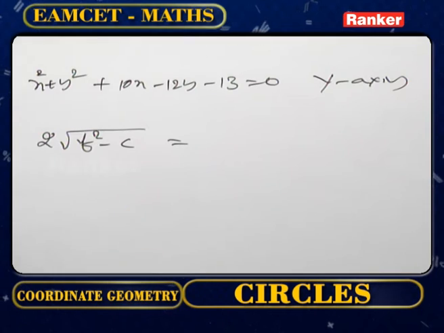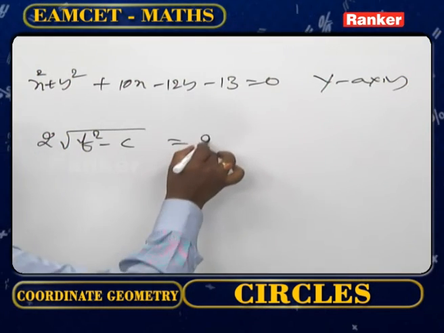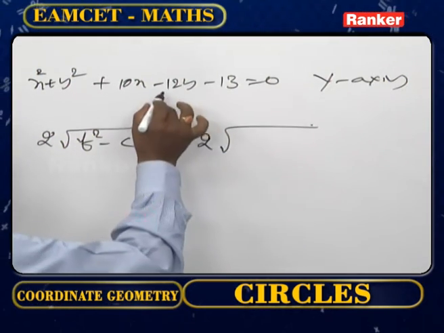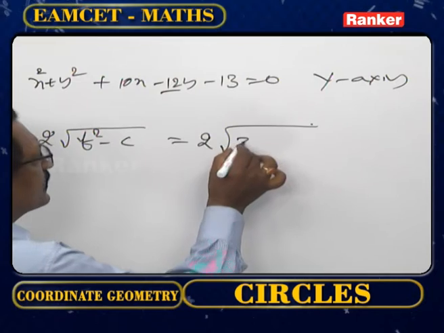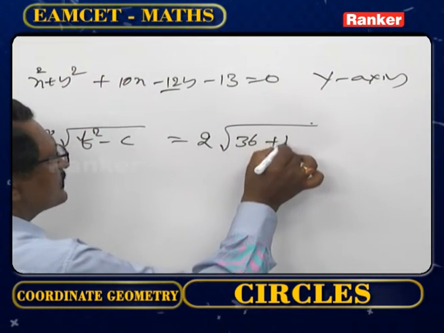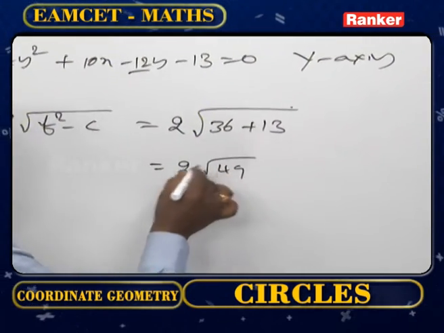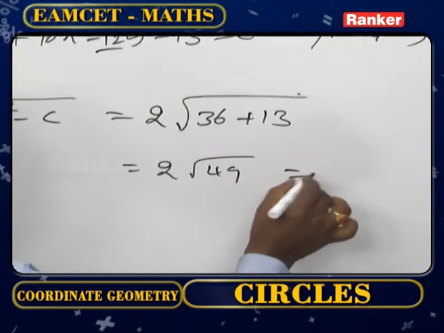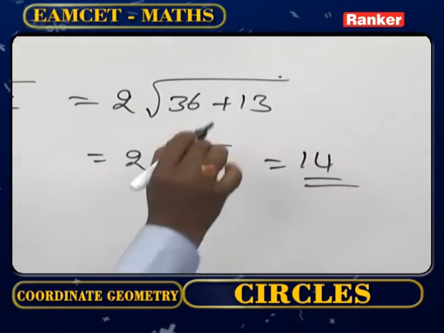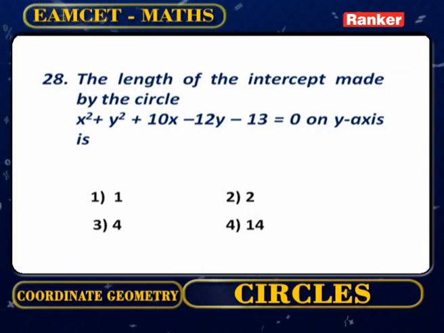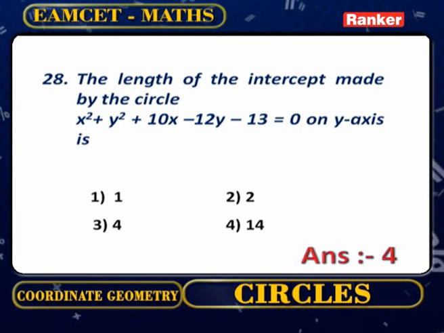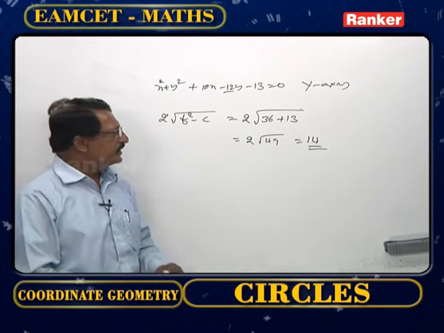2 into square root of f square minus c, that equals 2 into square root of, here f equals minus 6, whole square 36, minus of minus 13, that equals 2 into square root of 49, or 2 into 7 equals 14. Now, the fourth option is correct. The length of intercept made by the given circle on the y-axis equals 14 units.